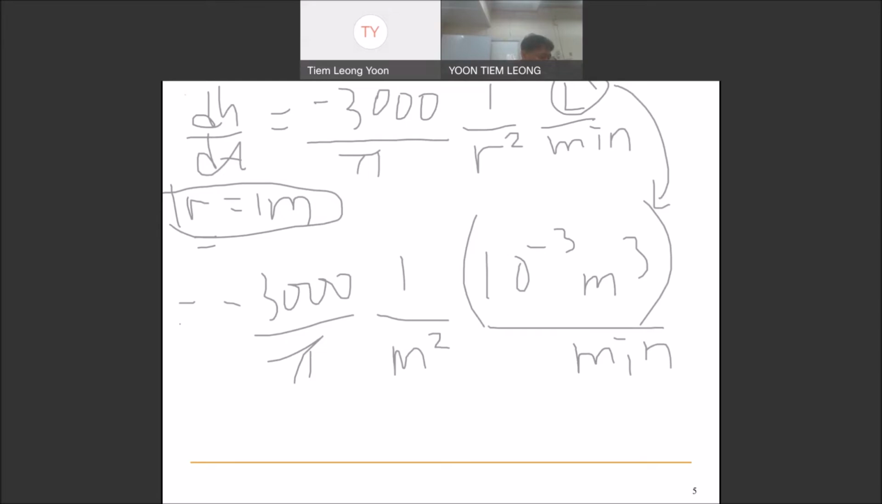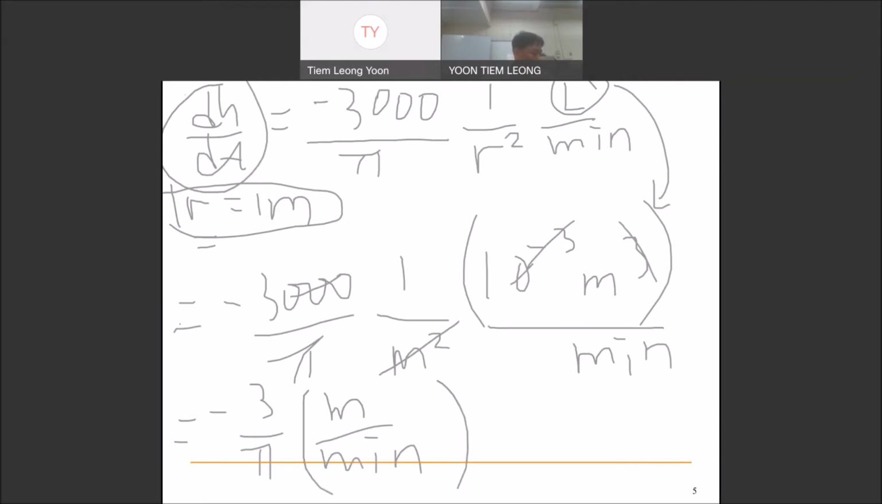Okay, so then we are almost done. So here this is equal to 3000. You have a factor of 3, then you just cancel off this one. You have 3 over pi, minus 3 over pi, then you have meter cube over meter squared. So this we cancel off, and you have meter per minute. So if r is equal to 1 meter, the change in height is just equal to minus 3 over pi in units of meter per minute. So it's just conversion.